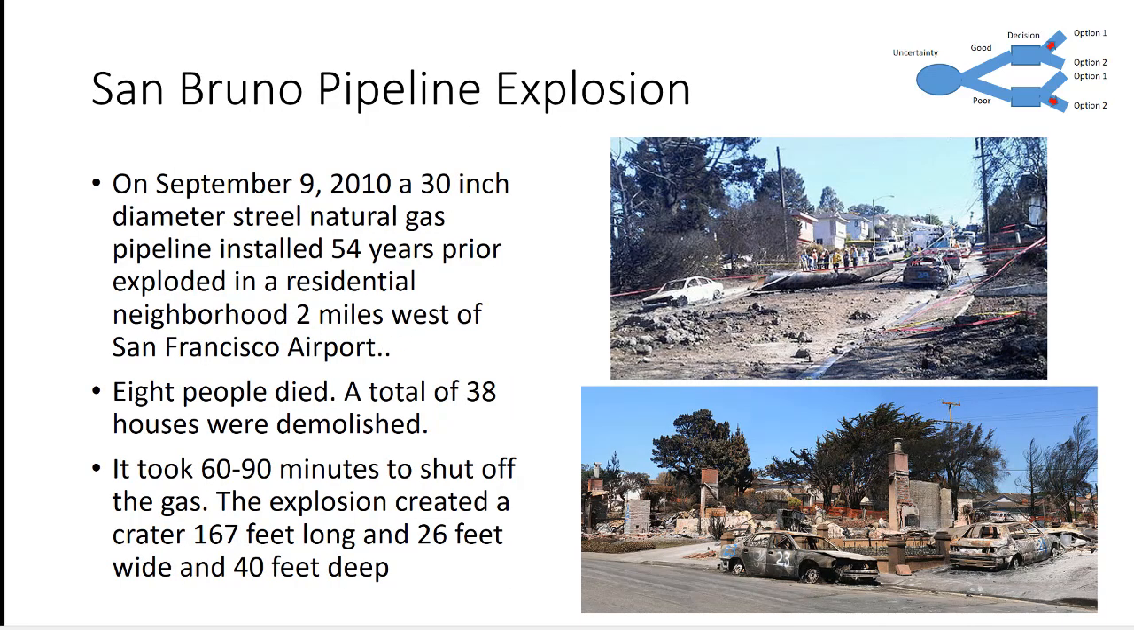As a reminder, the genesis of this whole model was that in 2010, a 30-inch steel natural gas pipeline that was installed over 50 years ago exploded in a residential area 2 miles west of San Francisco Airport. 8 people died and 38 houses were demolished, and it took 60 to 90 minutes to turn off the gas. It generated a crater 167 feet long and 26 feet wide and 40 feet deep. Just imagine how big that is.